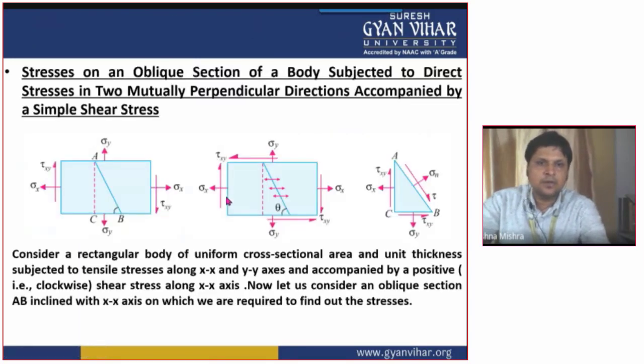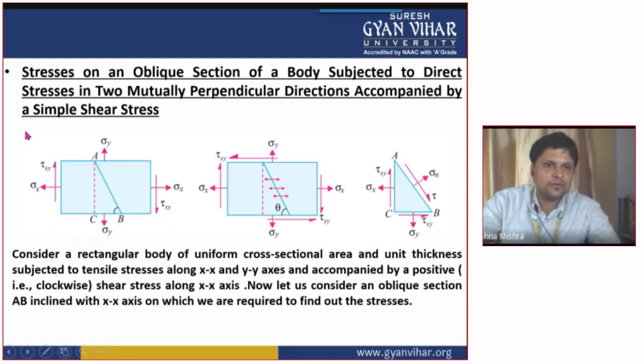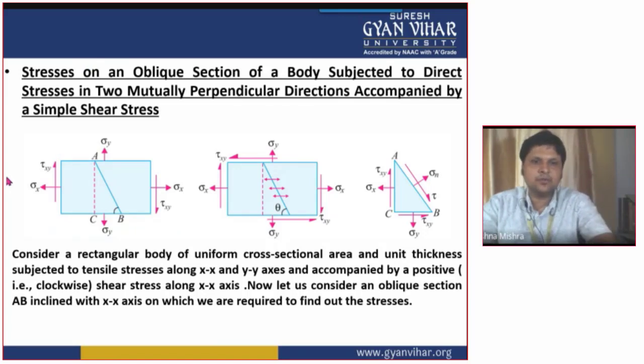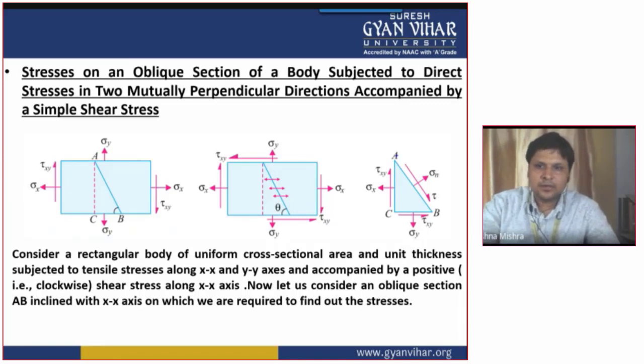Stress on an oblique section of a body subjected to direct stress in two mutually perpendicular directions accompanied by simple shear. This last case of the problems regarding shear stress: in these cases we have seen that there is biaxial loading as well as shear stress. So in such cases we have seen, students, how we used to calculate the stress.